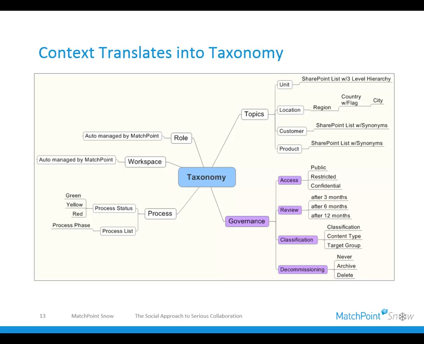As you can see here, this is the base taxonomy of MatchPoint Snow in detail. Worth mentioning, workspace container and role objects, as well as all governance parameters needed to efficiently manage the Snow platform, are all mapped to metadata. This opens undreamt-of possibilities for search-based solutions and information management.